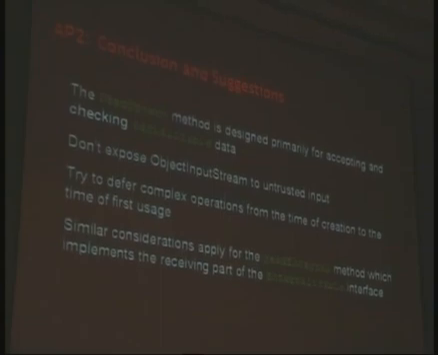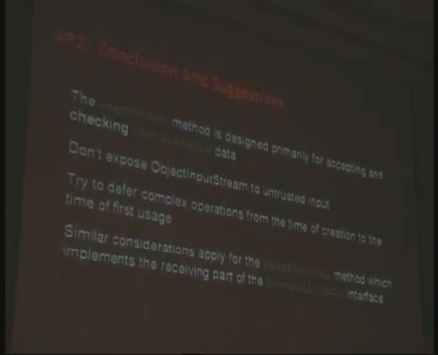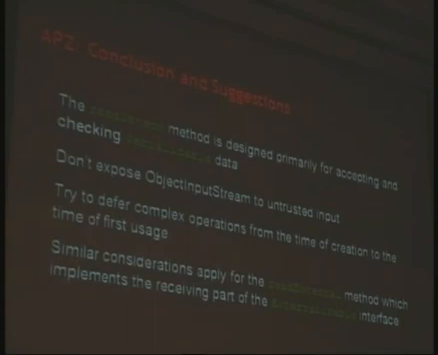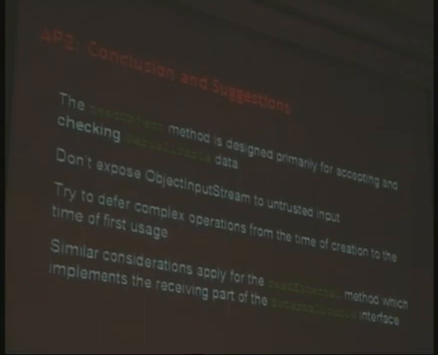So the readObject method is designed primarily for accepting and checking serialized data, so don't expose this data to untrusted input. And what Sun did, try to defer complex operations from the time of creation to the time of first usage. And it's not the only place where this problem can occur. It can also occur in the Externalizable interface. So we have the same considerations with the readExternal method and the Externalizable interface. So this was the second anti-pattern.